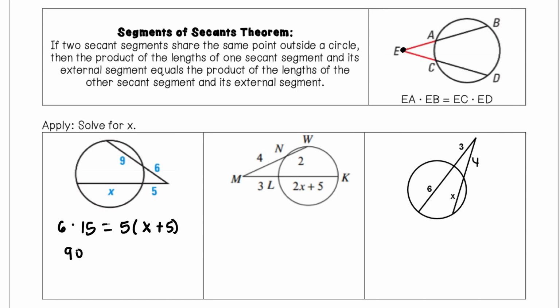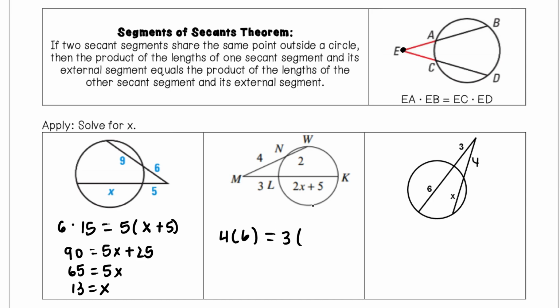So we get 90 equals 5x plus 25 after we distribute. This leaves us with 65 equals 5x, and therefore 13 should equal x after we divide by 5 on each side. If you'd like to pause the video and try the other two, go ahead and then press play when you're ready to check.